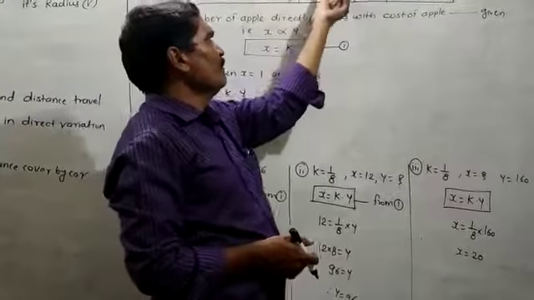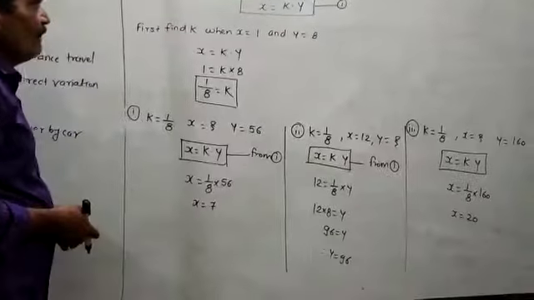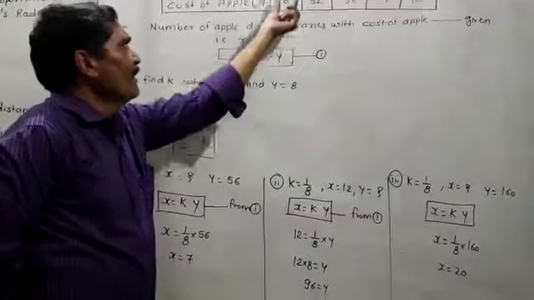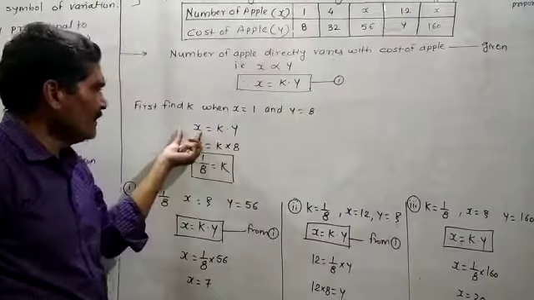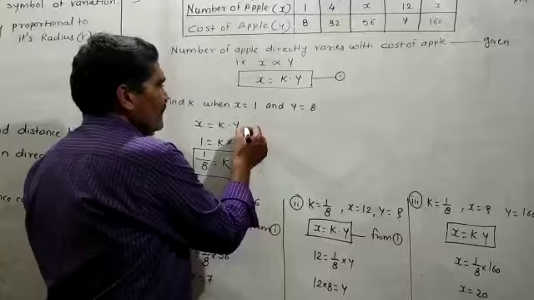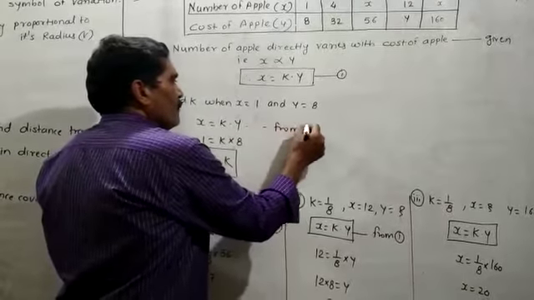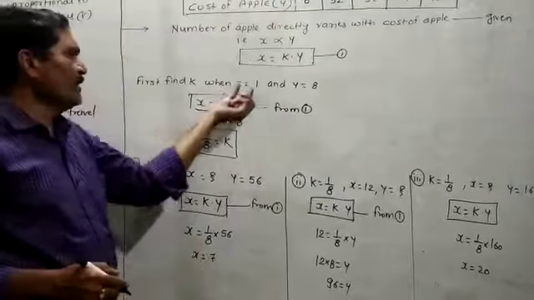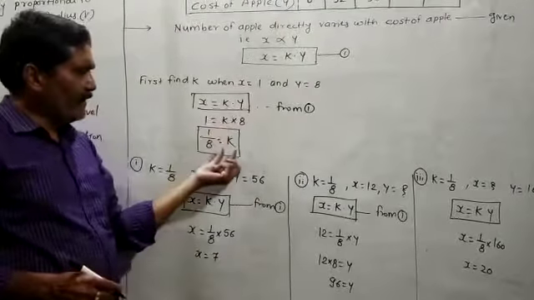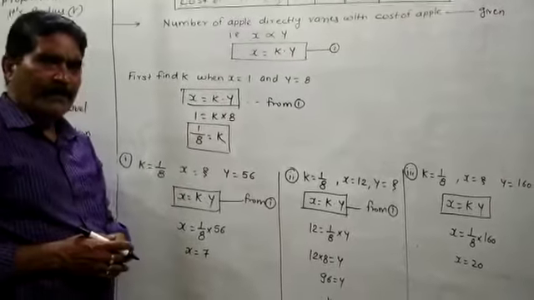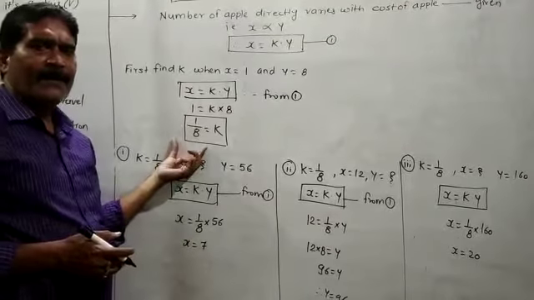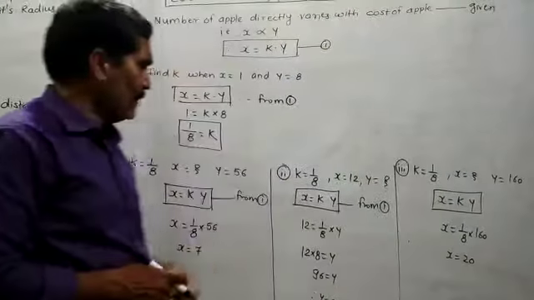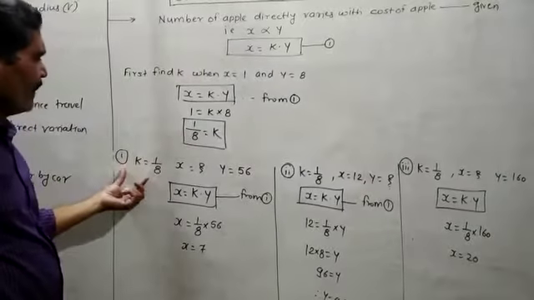Otherwise you have to put x is equal to 4 and y is equal to 32. So I will put these values like this. First find k when x is equal to 1 and y is equal to 8. So x is equal to k into y. I will say that this is from 1. From 1, x is equal to k into y. So you will put x as 1 and y as 8. At that time the value of k will come 1 upon 8. Once you get the value of k, it is very easy to find out the value of x and the value of y. So the value of k is equal to 1 upon 8.